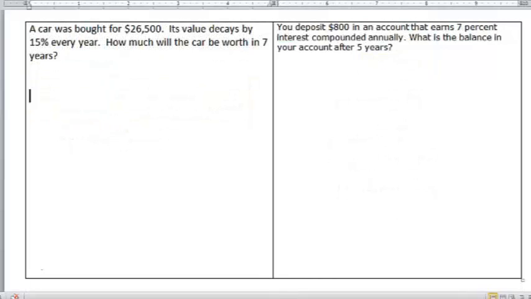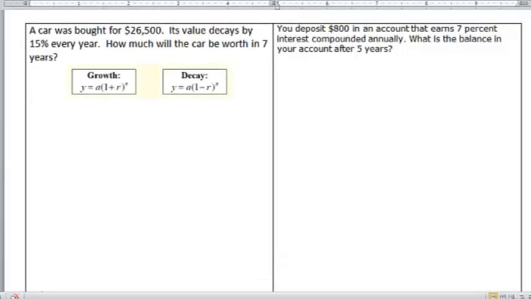Okay, in this example, we're going to use the formula for exponential growth and decay. Here, we're going to use this formula because each of them gives us a specific percentage that they decay or grow. So we substitute in for the formula. The original amount in this example is 26,500, and the percentage of decay is 15% or 0.15. The number of years is 7.